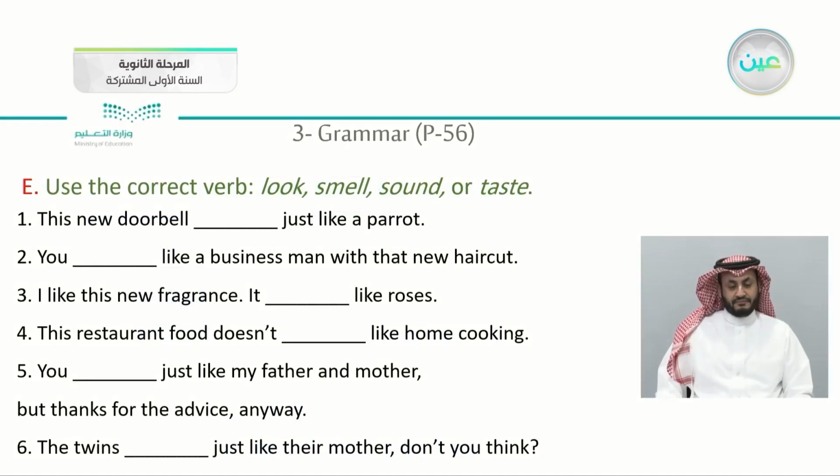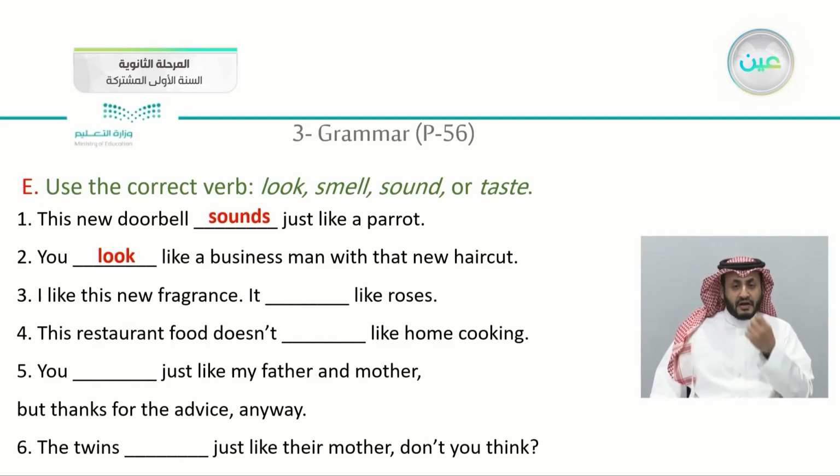Let's try to do this exercise. Your book's page 56, exercise A. Use the correct verb, whether look, smell, sound, or taste. This new doorbell, you can hear it, just like a parrot. A doorbell, this sounds like a parrot. You look like a businessman with that new haircut. The way I can see you, so you look like a businessman because of the haircut.